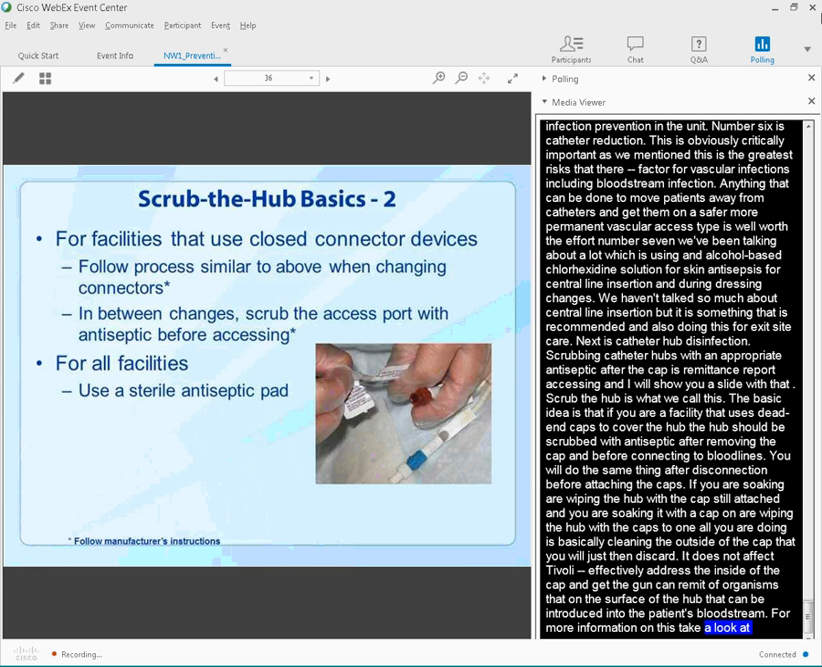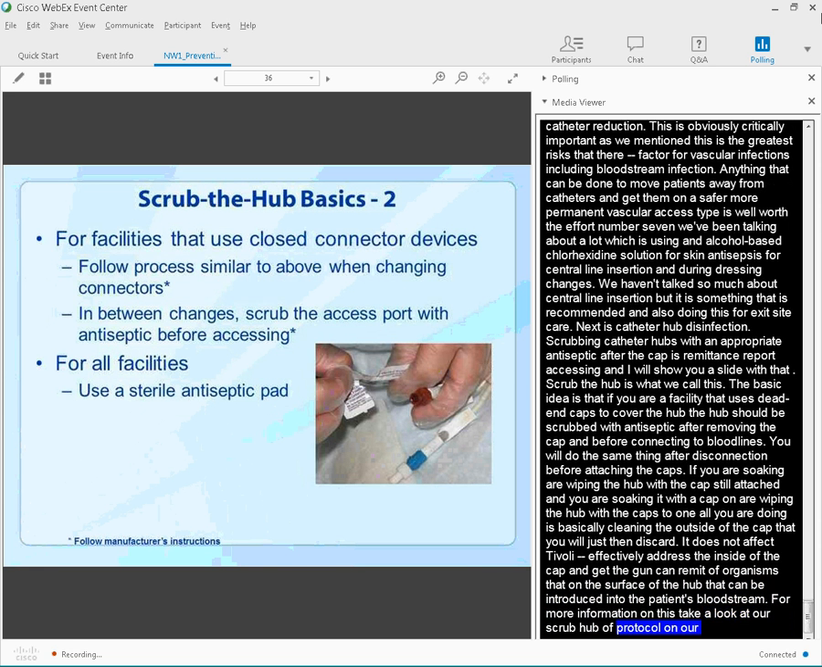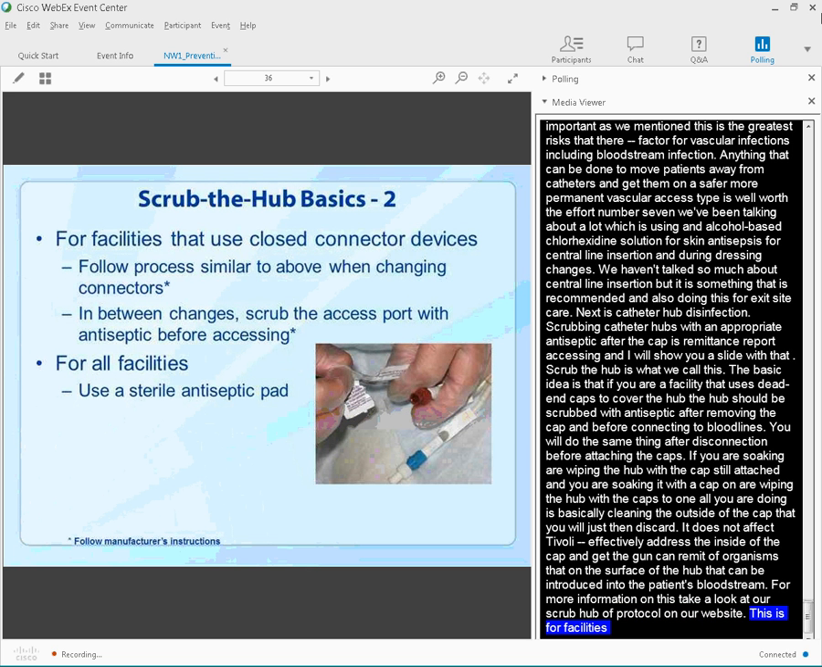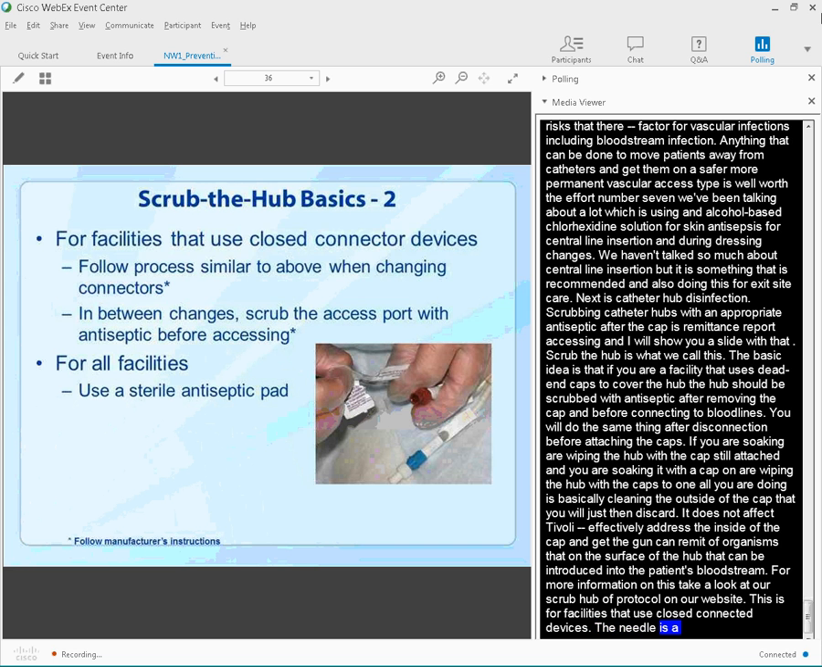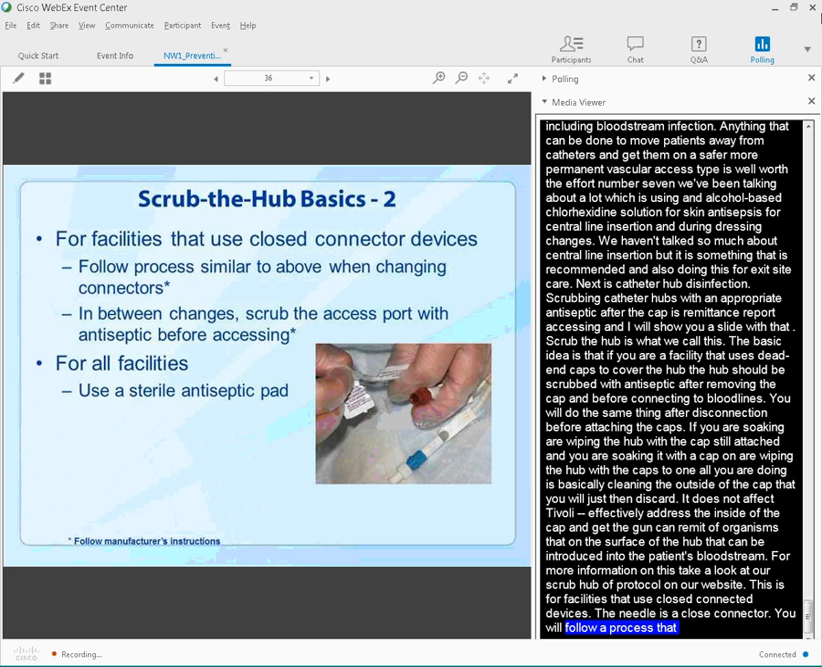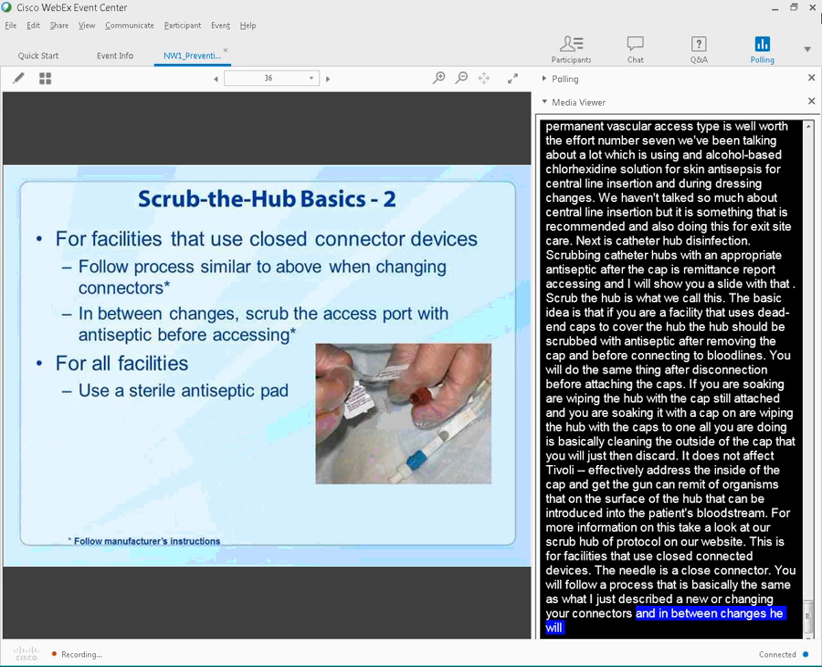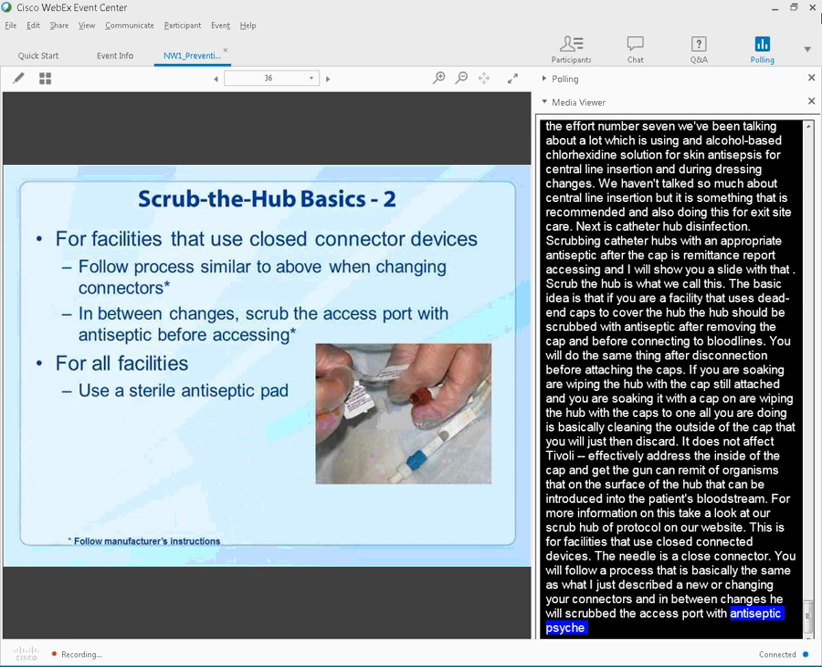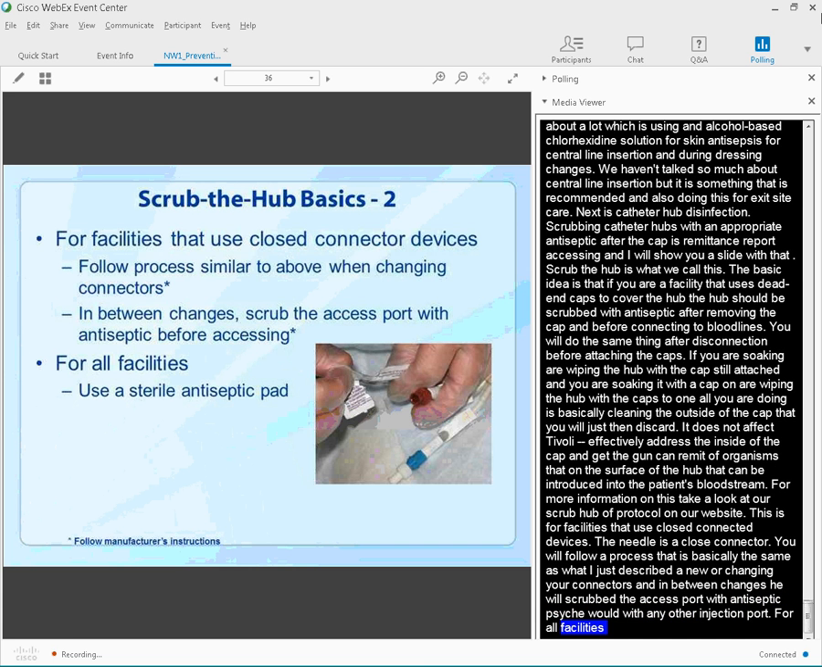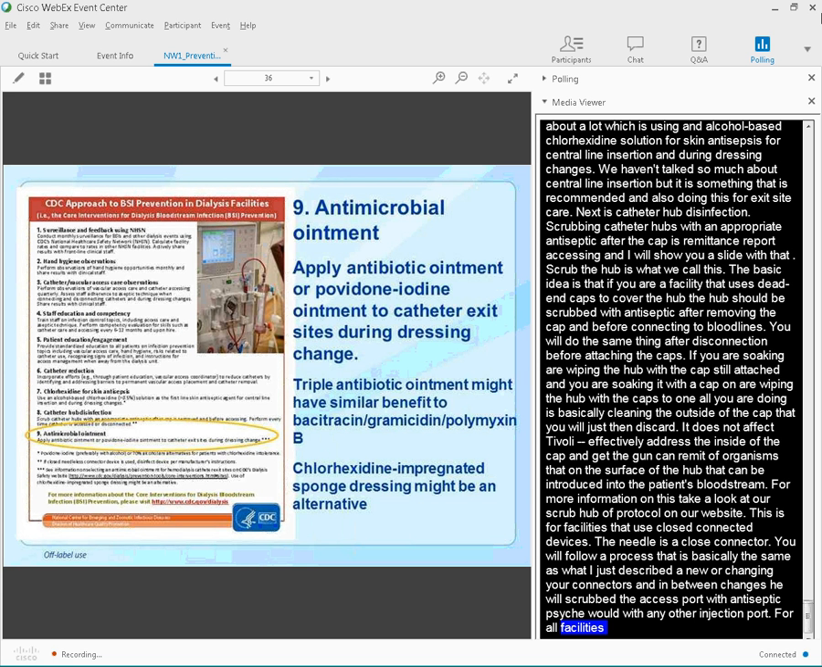Part 2 of this is for facilities that use closed connector devices, the needleless closed connector devices. You're going to follow a process that's basically the same as what I just described when you're changing your connectors. And in between changes, you're going to obviously scrub that access port with antiseptic before you access it, just like you would any other injection port. And for all facilities, we suggest using a sterile antiseptic pad to scrub the hub. There are actually antiseptic pads out there, including alcohol pads, that are not sterile. So it's worth just taking a look at the pads that you use to make sure it's sterile.